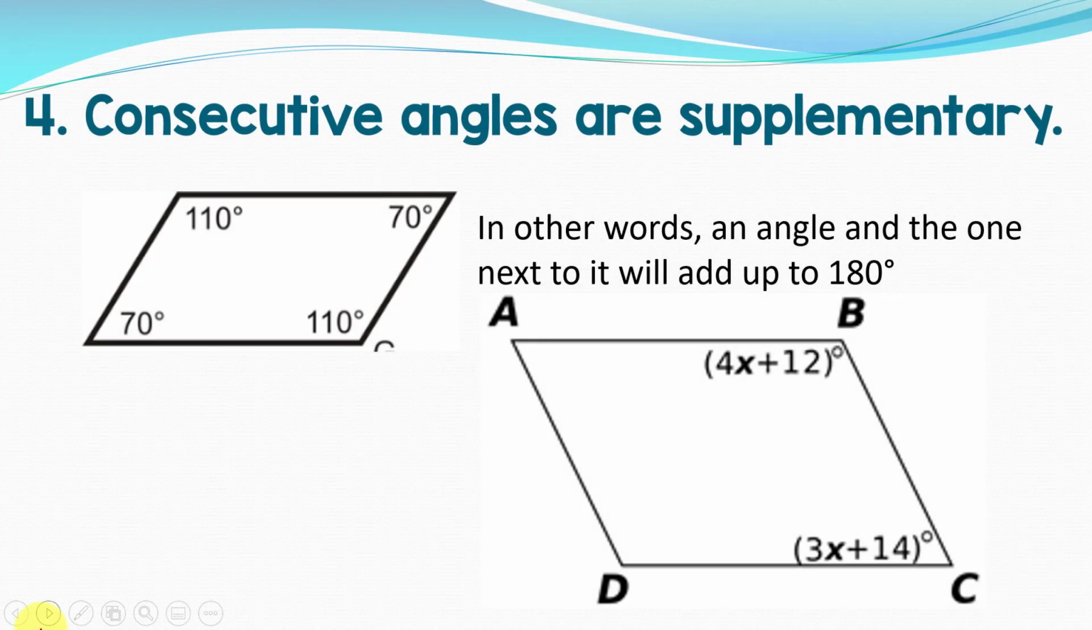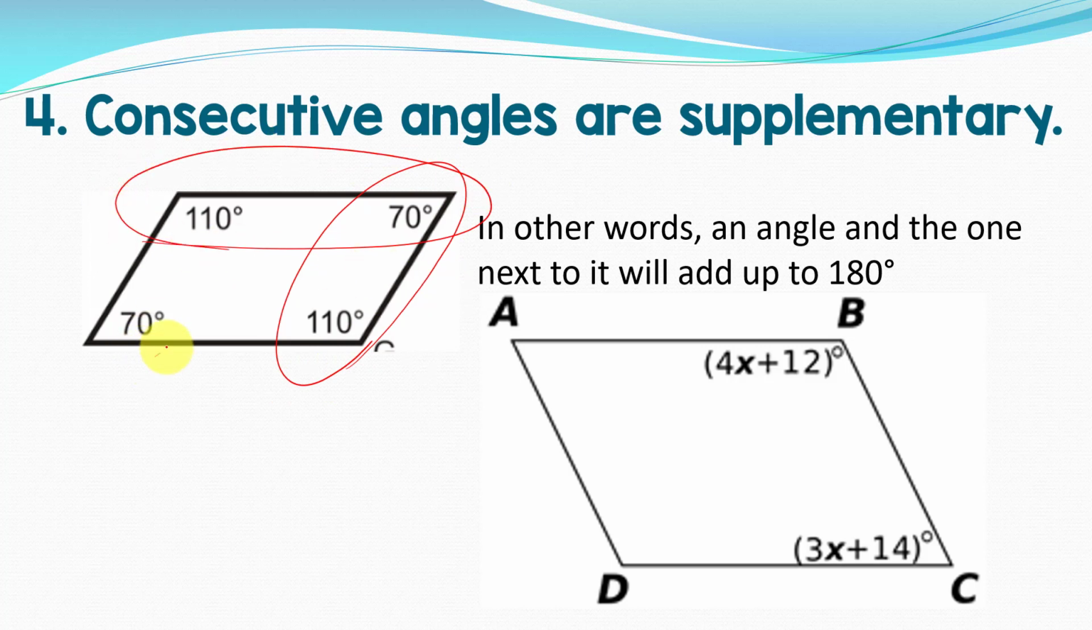Fourth property is that consecutive angles are supplementary. So that means an angle and the one next to it should equal 180. These will equal 180, these ones, and these ones. So any angle and the one next to it.